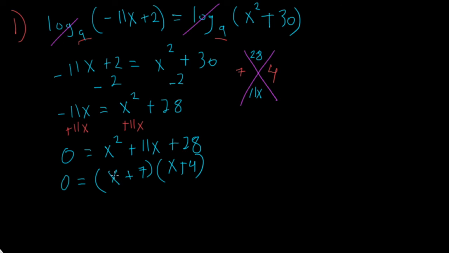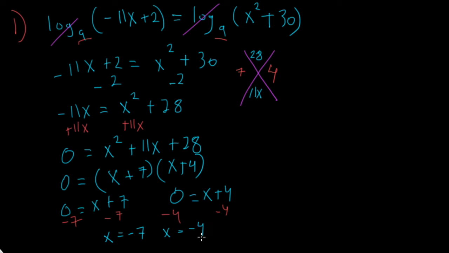Now we know that each of these can be equal to 0. So we have 0 is equal to x plus 7, and 0 is equal to x plus 4, because if one of these was 0, it would give you 0 overall. So then we just subtract 7 and subtract 4. This gives us x equals negative 7 and x equals negative 4, and these are our two answers here.